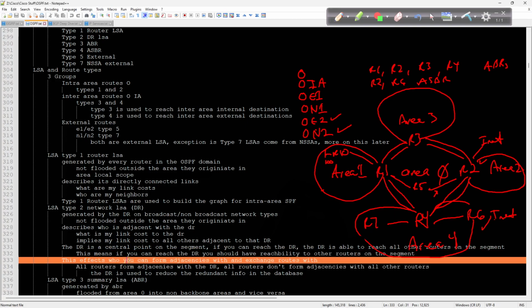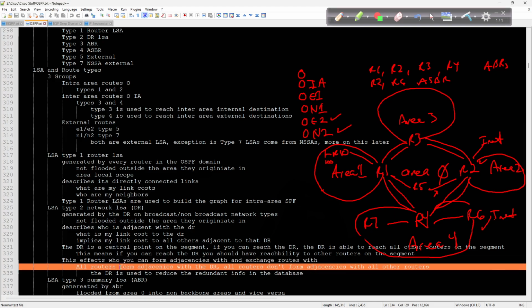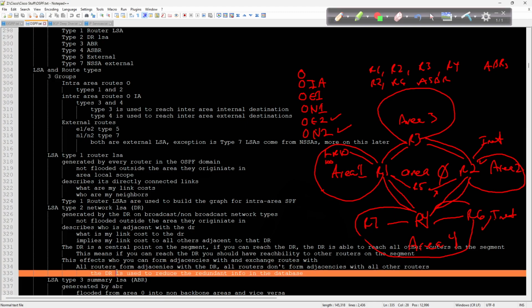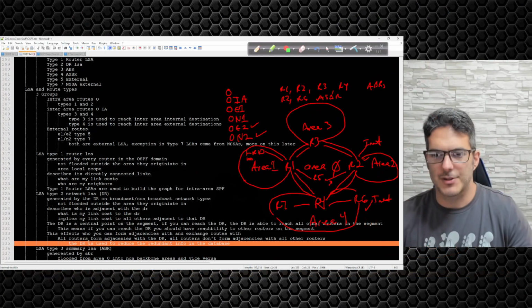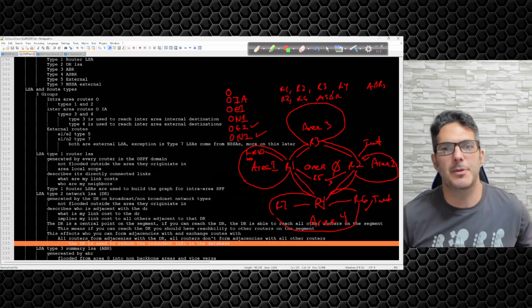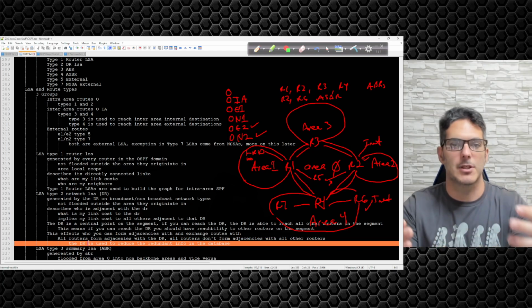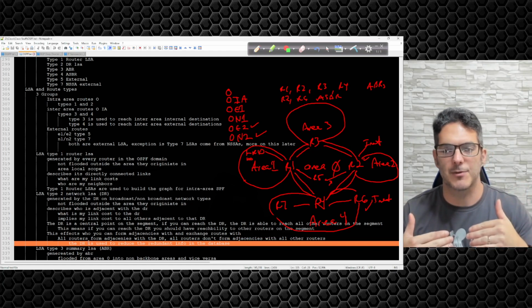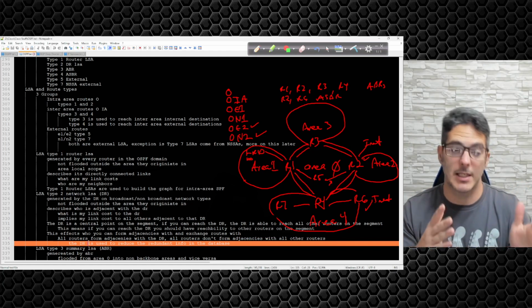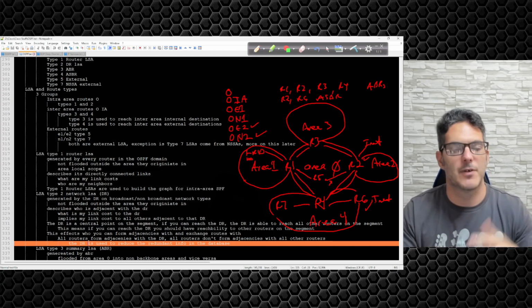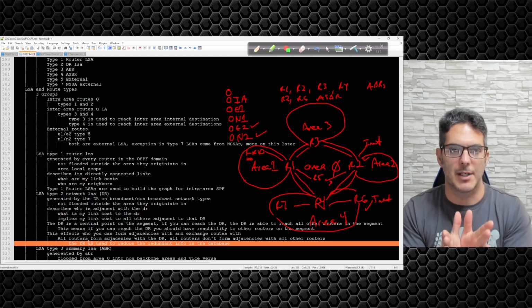So this affects how you form adjacencies and exchange routes. All the routers form adjacencies with the DR; all routers don't form adjacencies with all other routers. The DR is used to reduce the amount of redundant info in the database. Essentially, it acts like the BGP route reflector. Instead of having to form adjacencies with everybody, receive full link state databases from everybody, and then run SPF, it's trying to optimize the amount of communication.